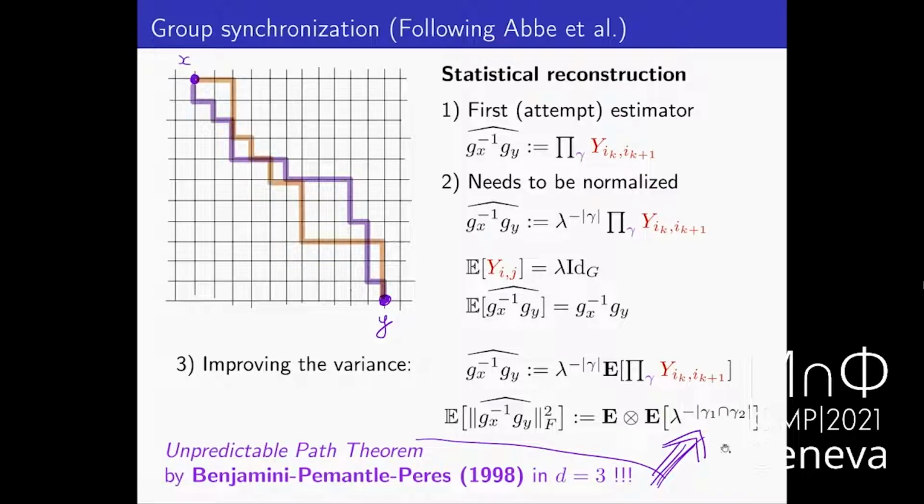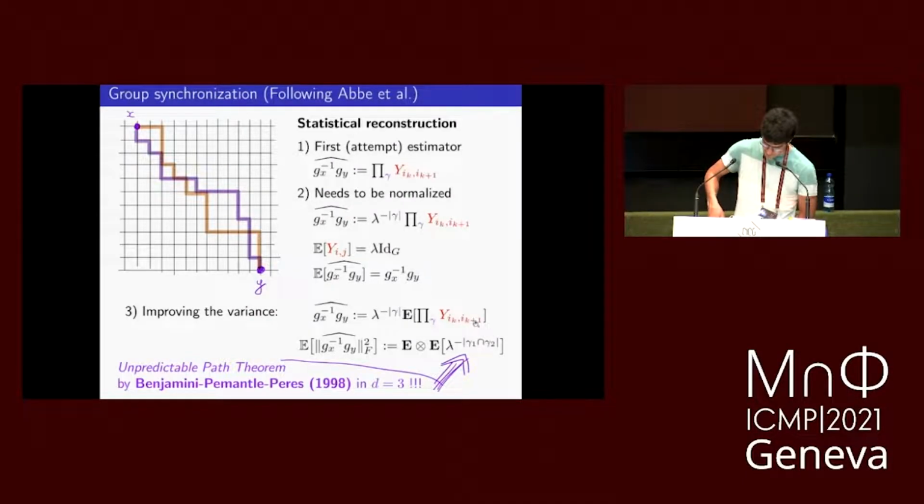But at the time, for different motivations, Benjamini, Pimentel, and Perez managed to build a different kind of measure on paths going from X to Y, which have the property that these exponential moments are actually finite. And the interesting thing is that this exponential moment has a finite radius of convergence, so there is really a phase transition hidden in this property here.